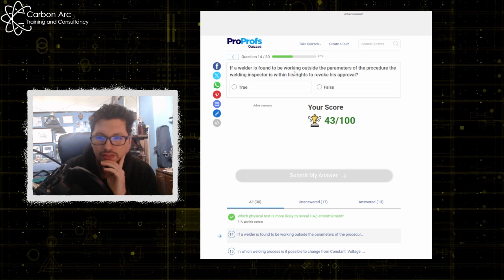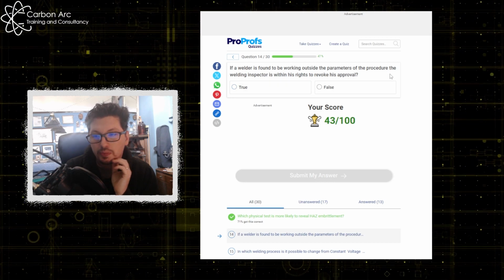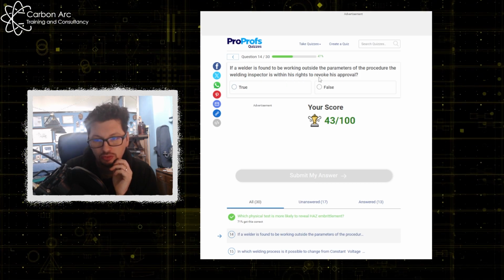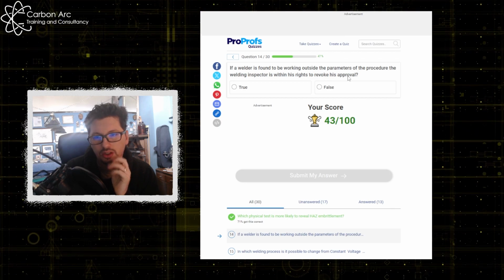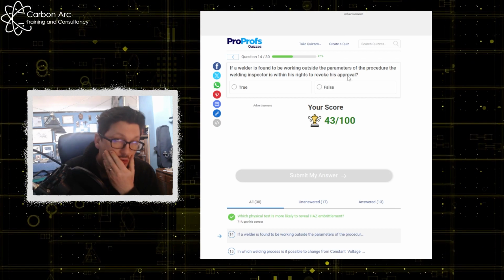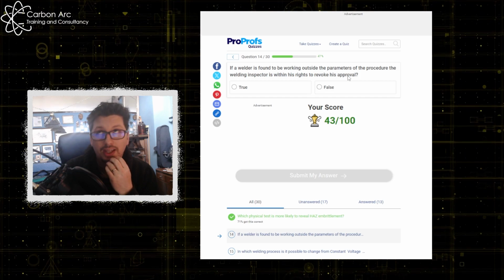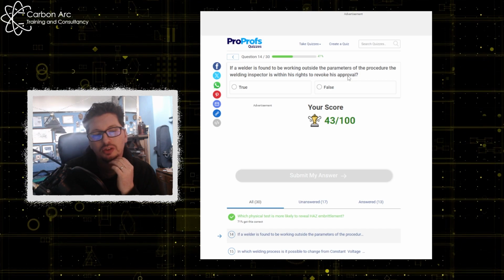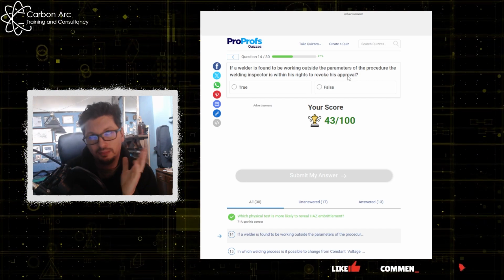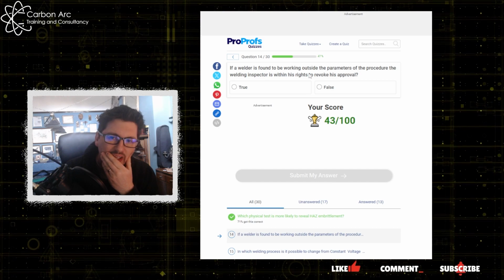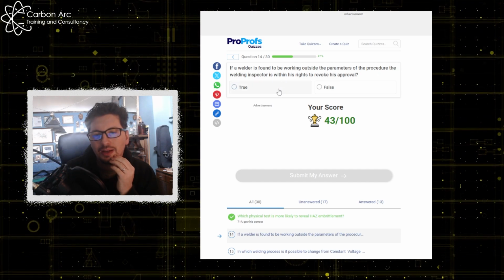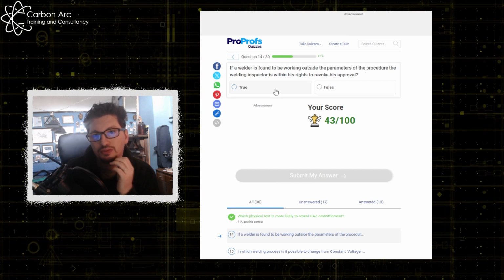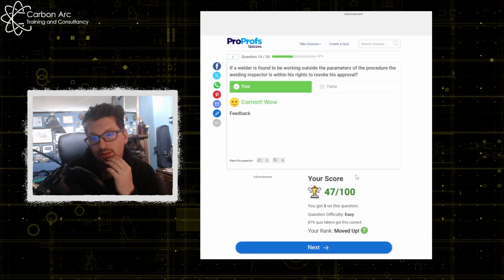If a welder is found to be working outside the parameters of a procedure, the welding inspector is within his rights to revoke his approval. So the revocation sections of, say, 9606 are to do with if you doubt the skill of the welder, basically. If he's working outside the parameters, I would say, yeah, you could say that he doesn't understand the WPS, therefore he needs to be retrained.